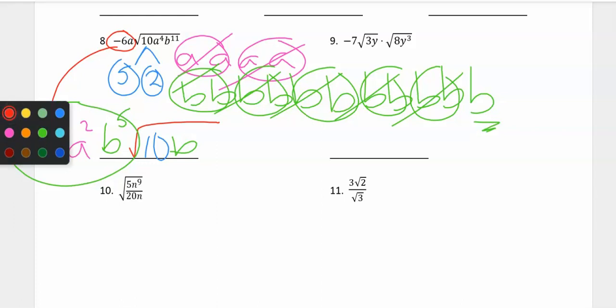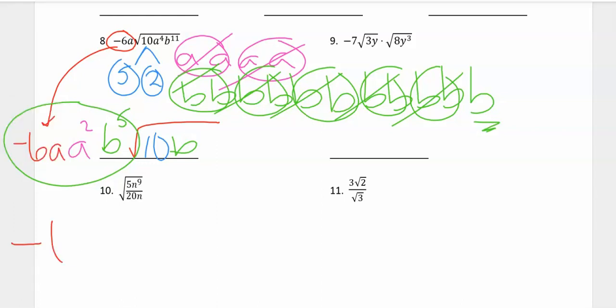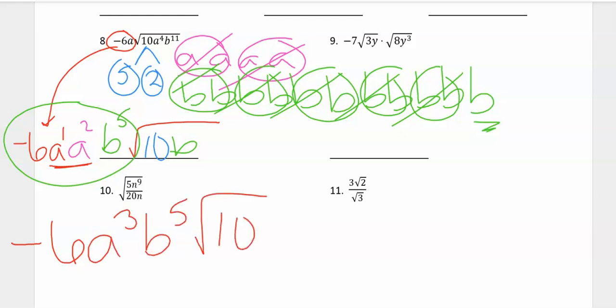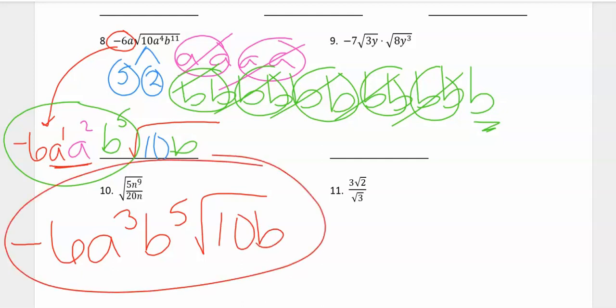So here's my final answer. I've got negative 6. These A's, add together the exponents. You've got 1 plus 2 more, A cubed, B to the 5th, square root of 10B. That is your final answer on number 8.